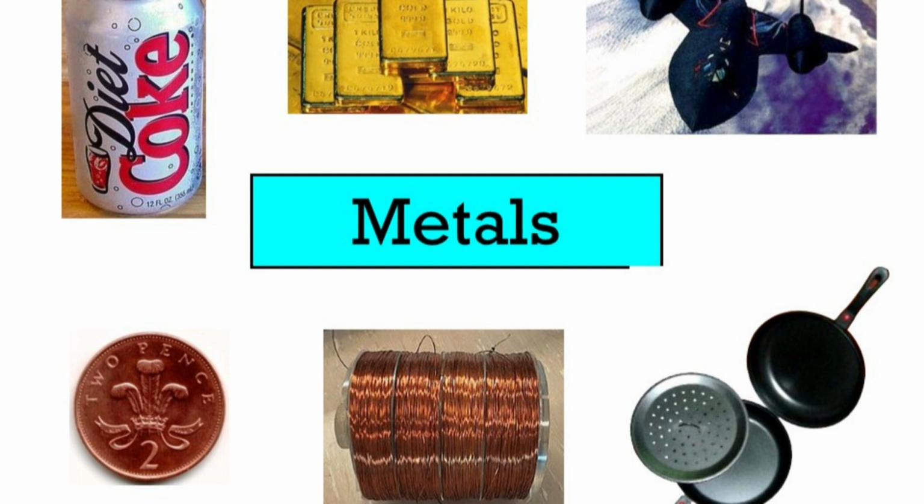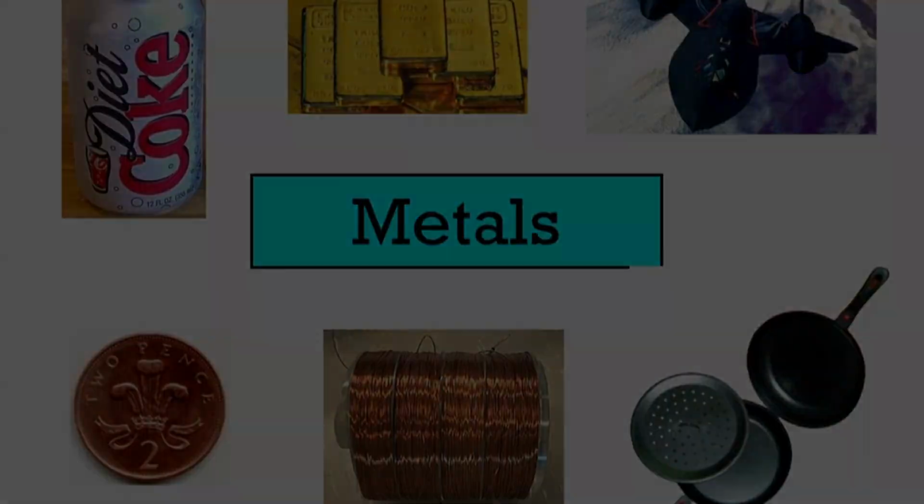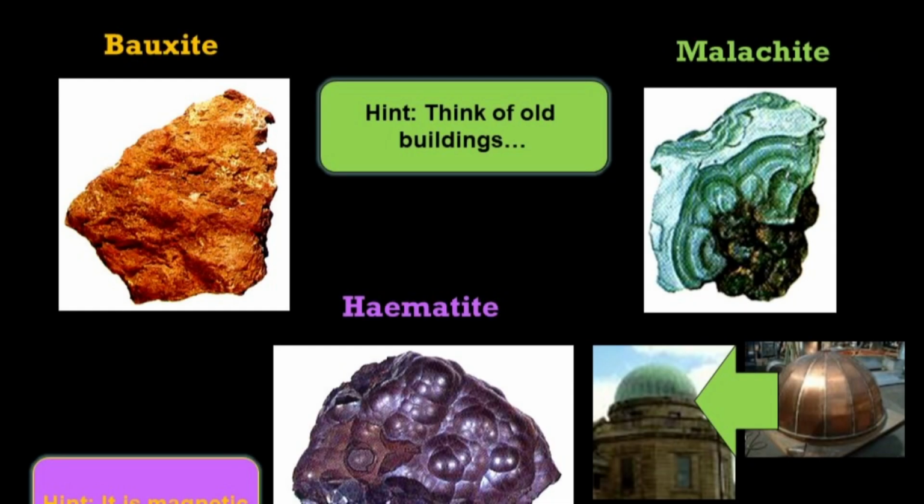So to start with, here are a selection of metals that we use every day. You can probably name most of them. We'll come to that at the end if you can't. But these are how you find most metals in the ground. You find them generally in the form of rocks. The three rocks that we need to know about for Common Entrance are bauxite, hematite, and, here it comes, malachite. Of those, can you guess which metal you think comes from each of them?